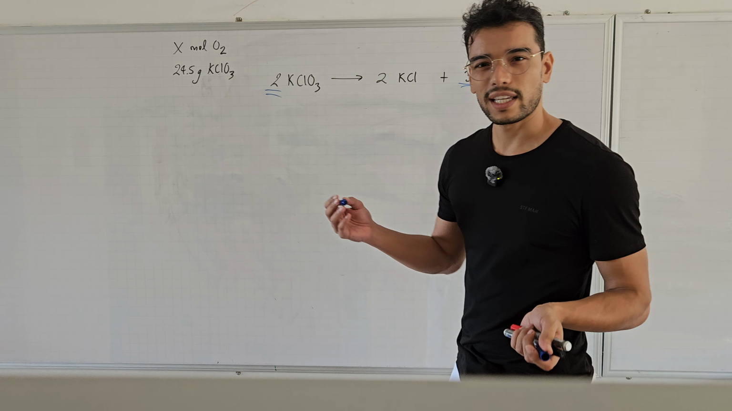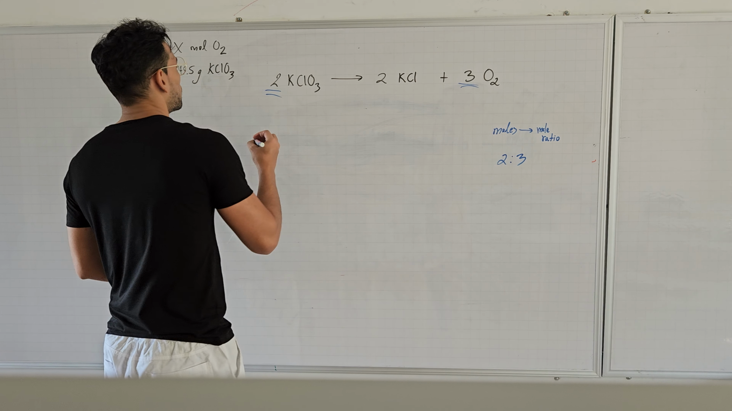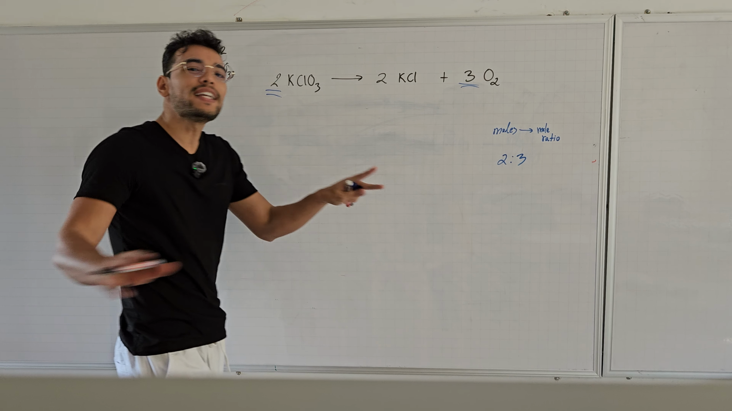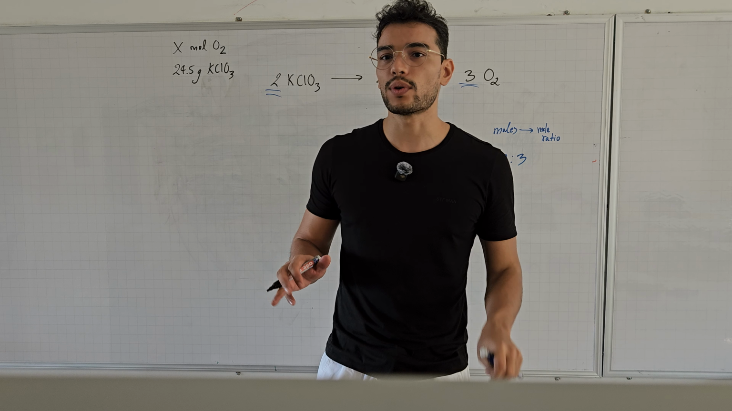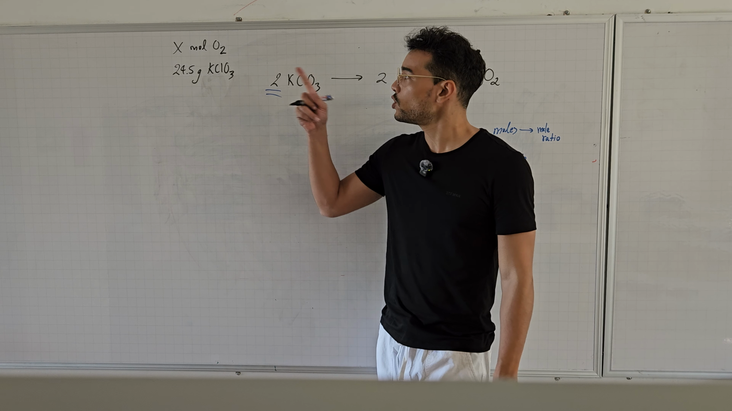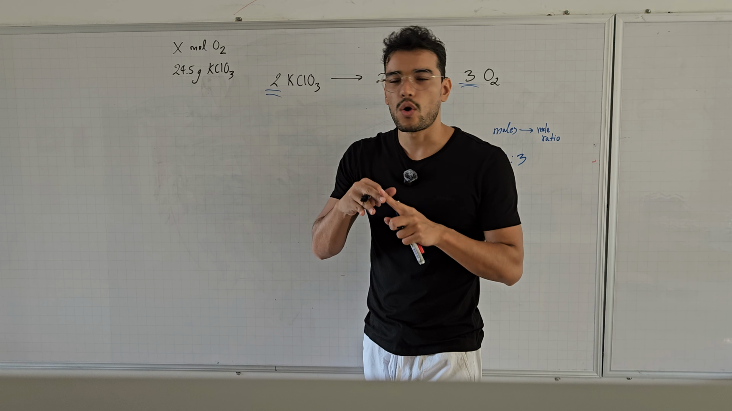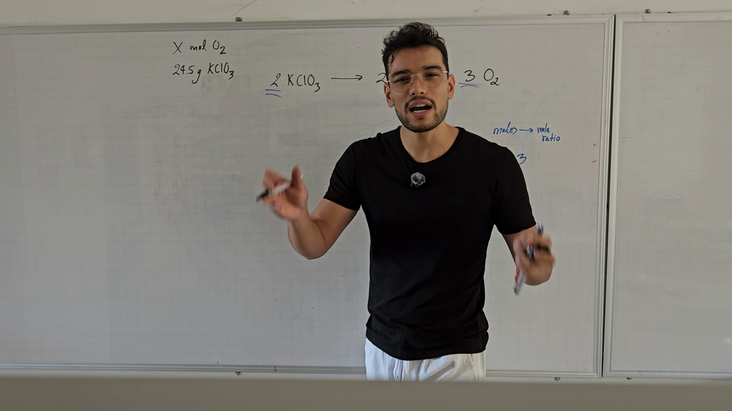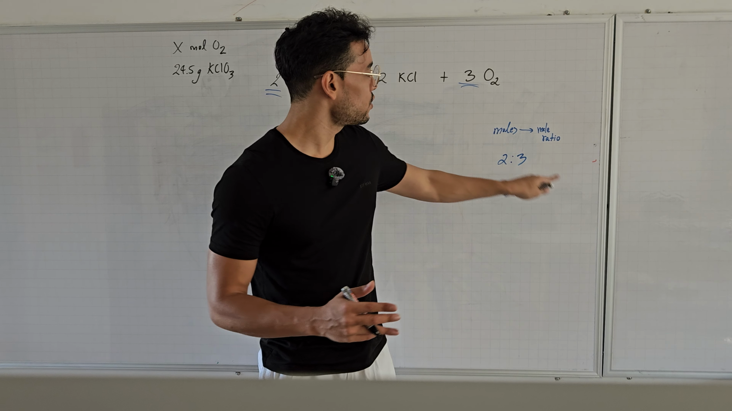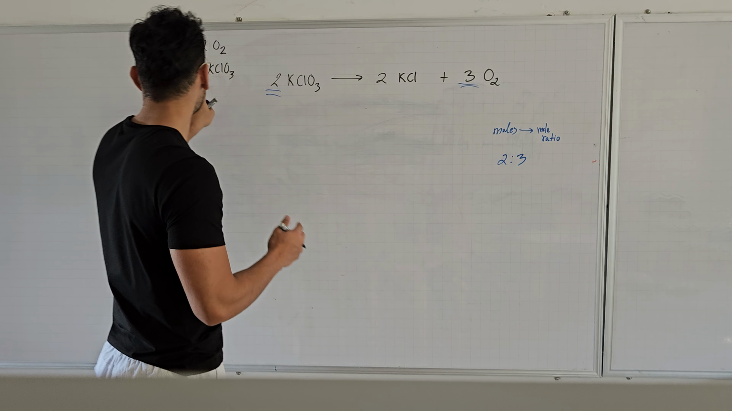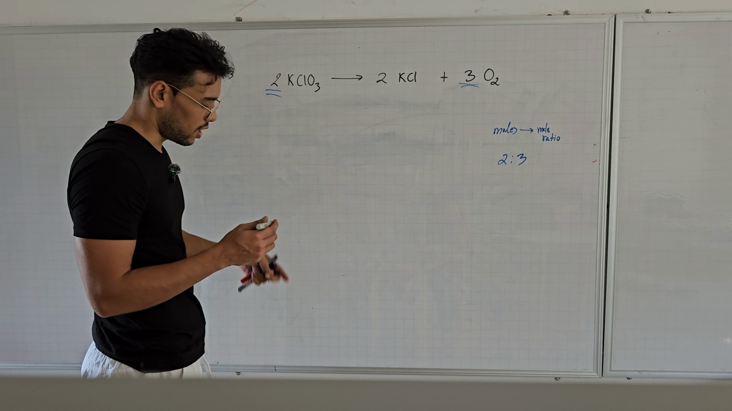Now let's see what we can do with that information. The first thing we need to do is, with every single piece of data that anybody will give you about any kind of problem, you have to turn that amount, whether grams, milliliters, molality, it doesn't matter what your starting material is, into moles. So if I have 24.5 grams of potassium chlorate, I need to turn it into moles. We have several options.